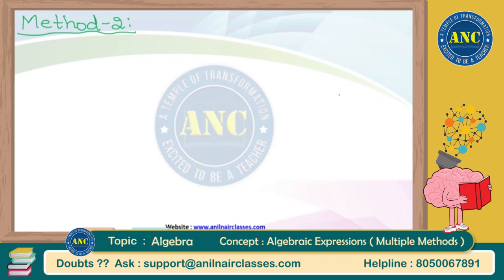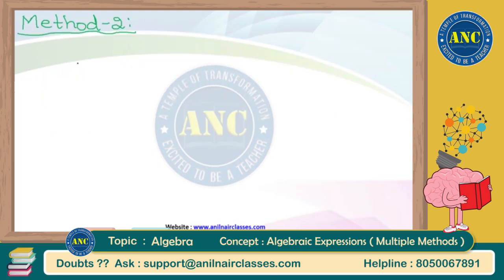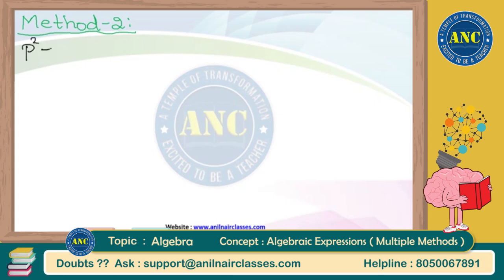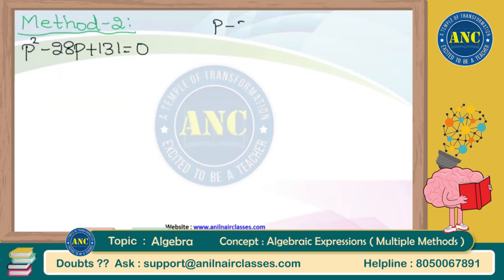Now see here. I will write the equation once again so that I need not keep going to my previous screen again and again. P square minus 28p plus 131 equal to 0, and this is the given condition. What is asked? P minus 22 whole cube plus 1 divided by P minus 22 whole cube. This is what they are asking in the question.